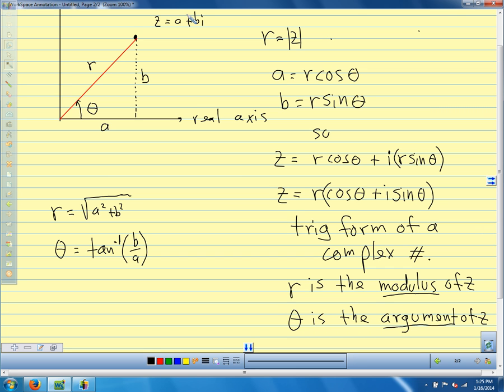All right, so let's look at a couple of examples. We'll go both directions with our conversion, from A plus BI form to trig form, and from trig form to A plus BI form. And then we'll talk about how this trig form of a complex number simplifies some operations.